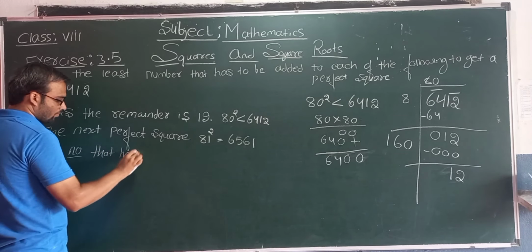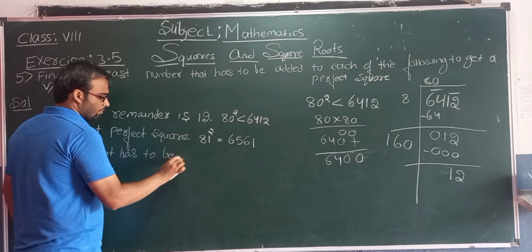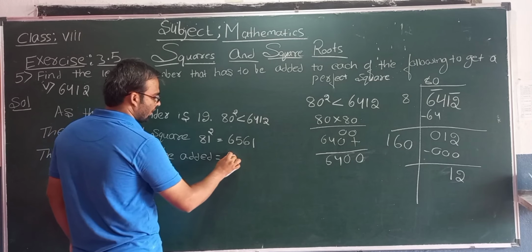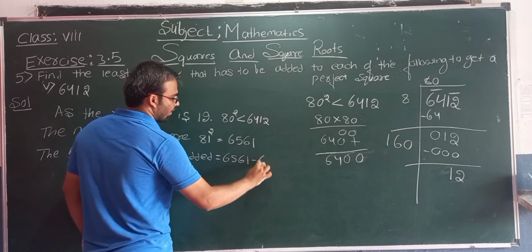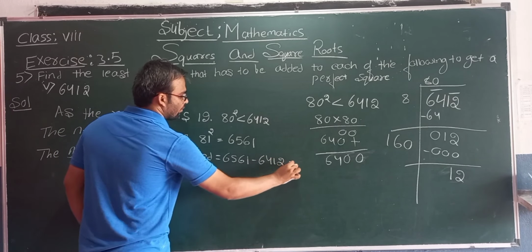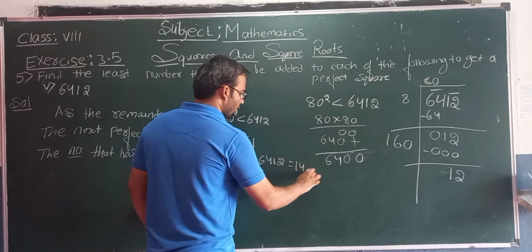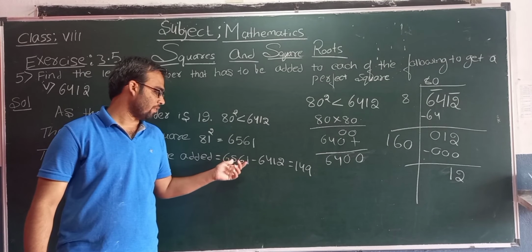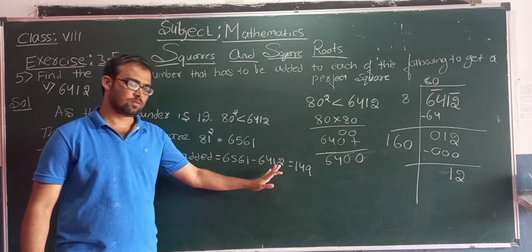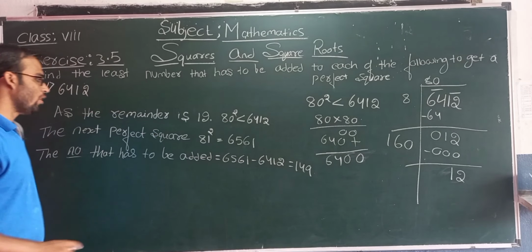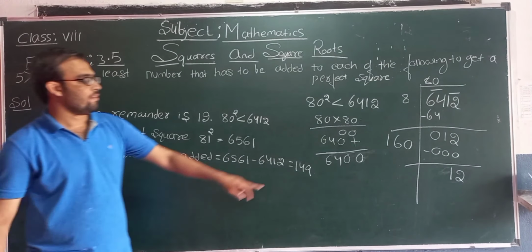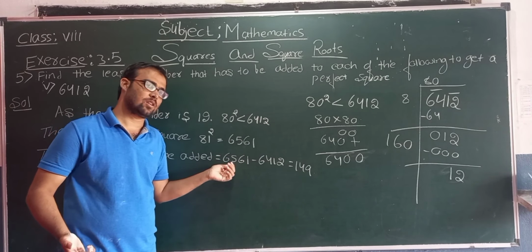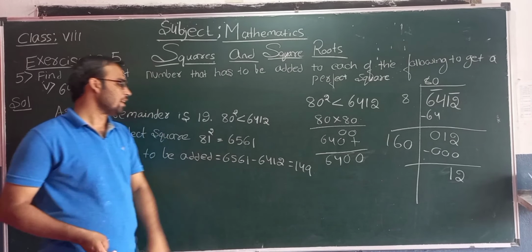Therefore, the number that has to be added is 6561 minus 6412, which equals 149. When we subtract 6412 from 6561, we are getting 149. When we add this number to this one, we will get again 6561. So this is a perfect square.